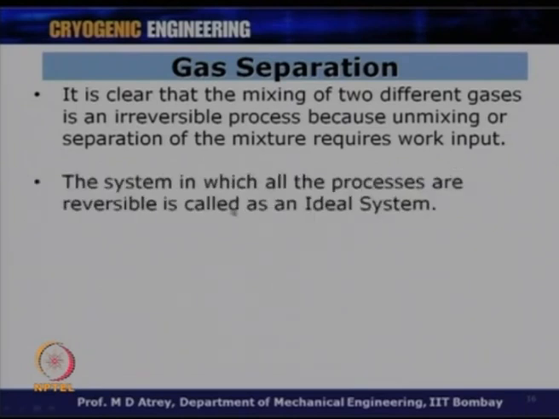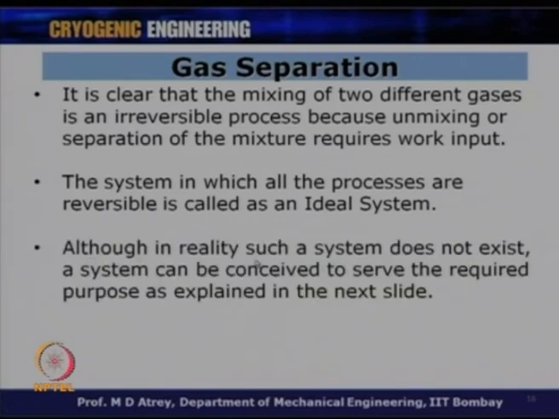The system in which all the processes are reversible is called an ideal system, as you know. So, if mixing and unmixing is possible as a reversible process, then I will call this an ideal separation system. Although in reality such a system does not exist, a system can be conceived. As you know, normally we deal with an ideal system of separation, and therefore, to calculate the work of separation or the work of mixing and unmixing, I have to first conceive an ideal system, conceived to serve the required purpose as explained in the next slide. So, I am basically having an ideal system of gas separation now.